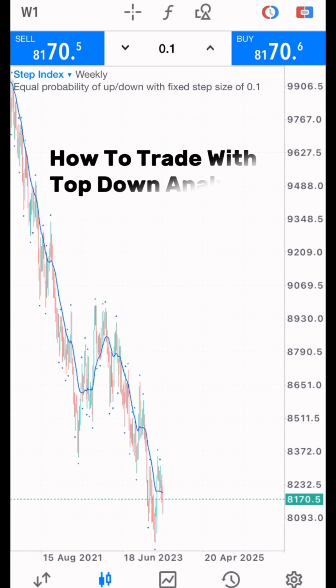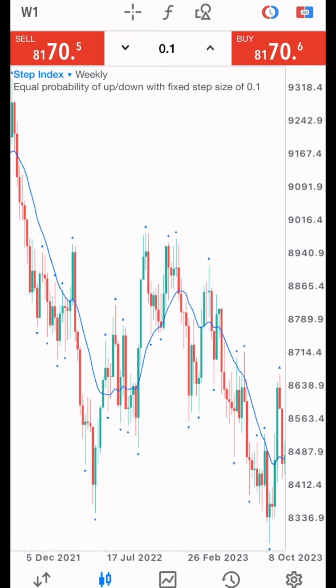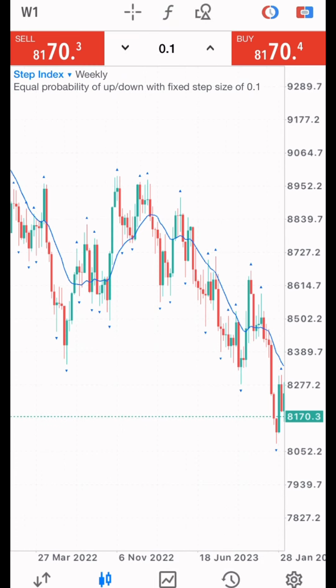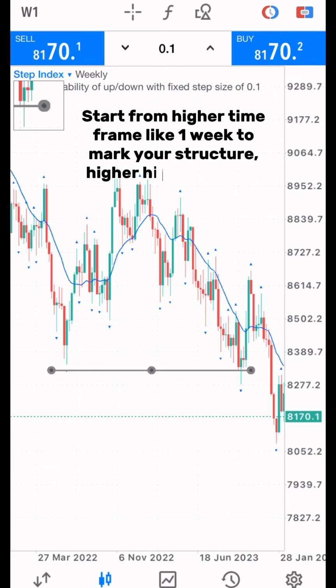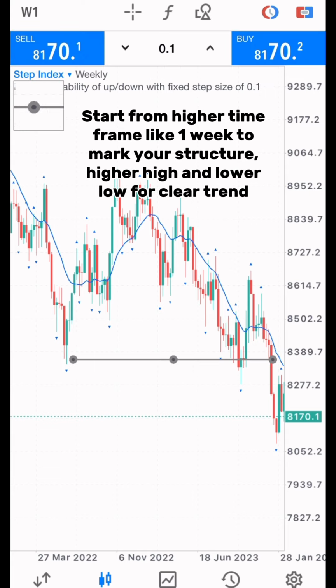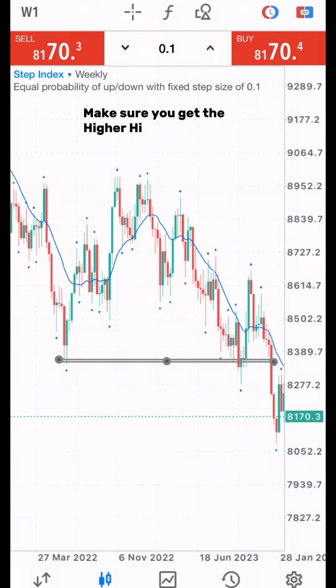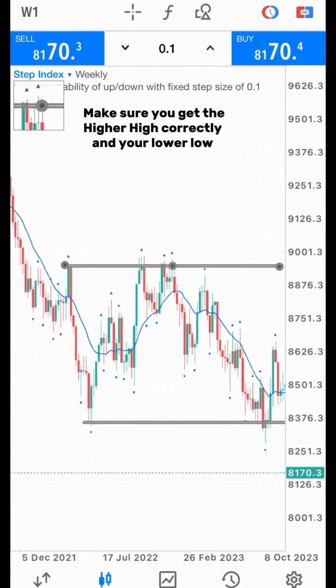How to trade with top-down analysis. Start from a higher time frame like 1 week. Mark your structure. Higher high and lower low for a clear trend. Make sure you get the higher high correctly and your lower low.